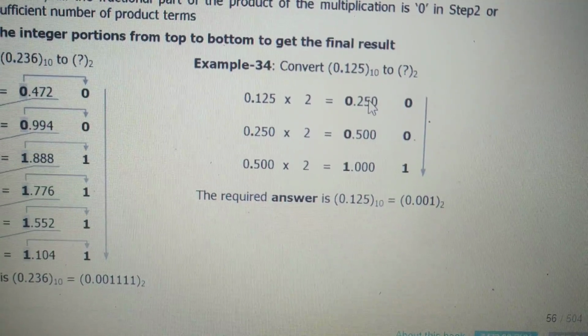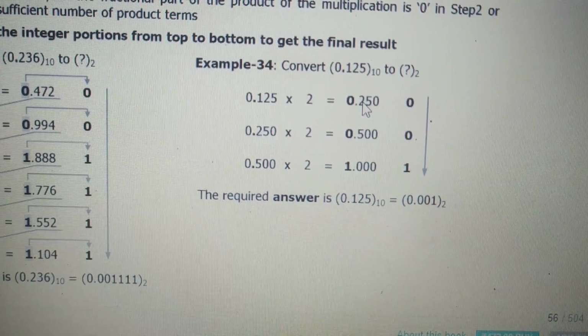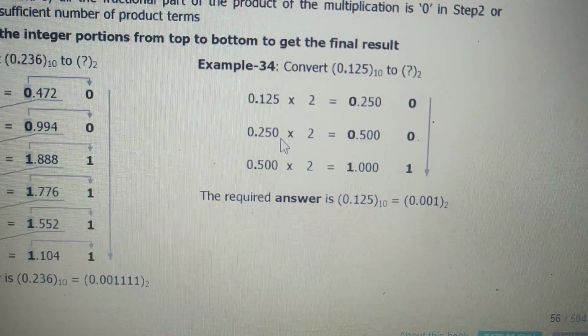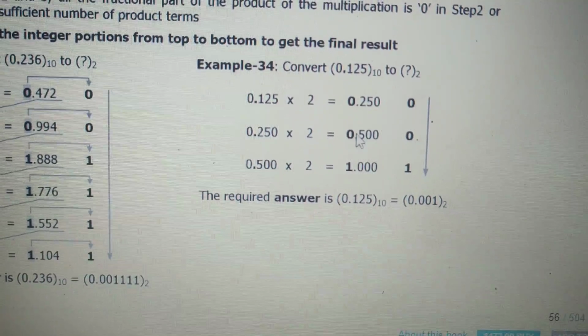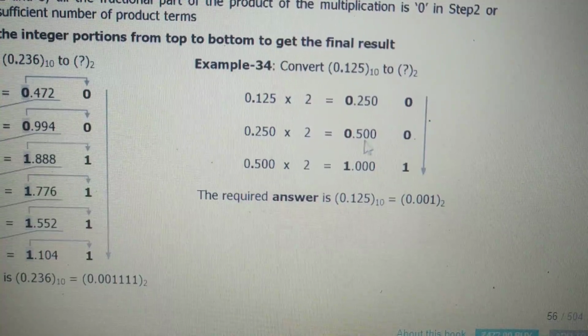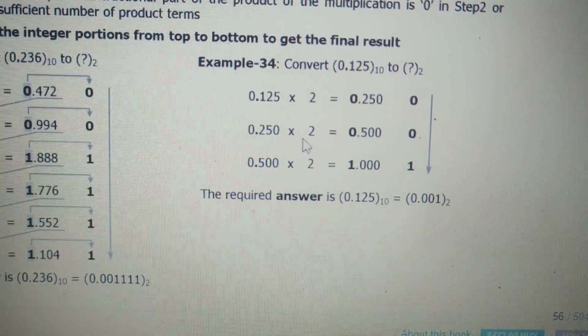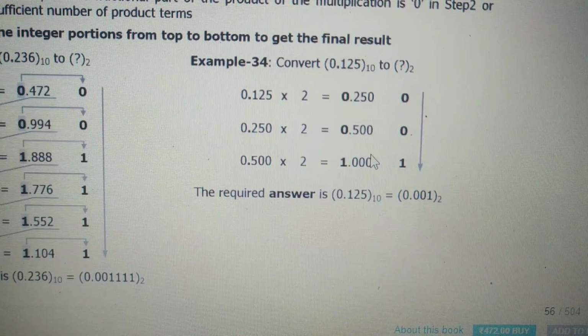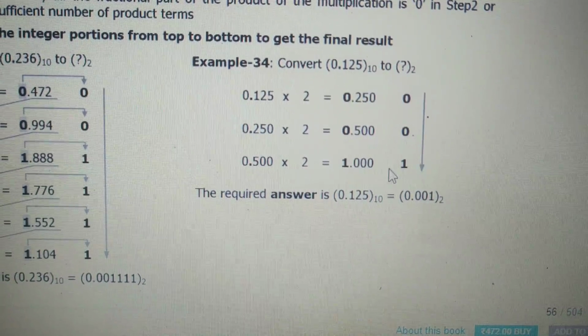So we are multiplying and the result is 0.250. So the integer part is 0, which we write. 0.25 again multiplied by 2, the answer is 0.500. So the integer part we write. Again we multiply by 2, so the answer is 1.000, and 1 we write.